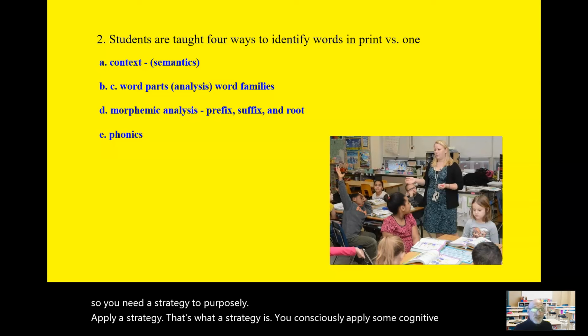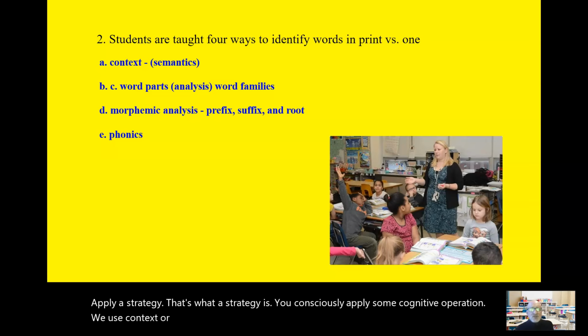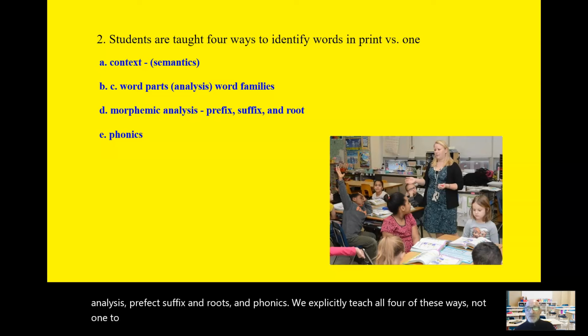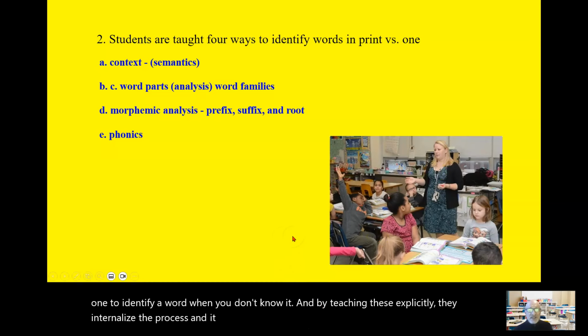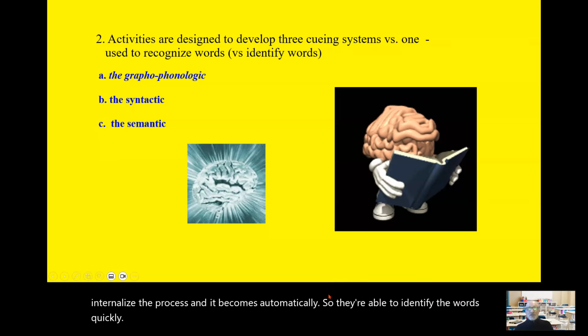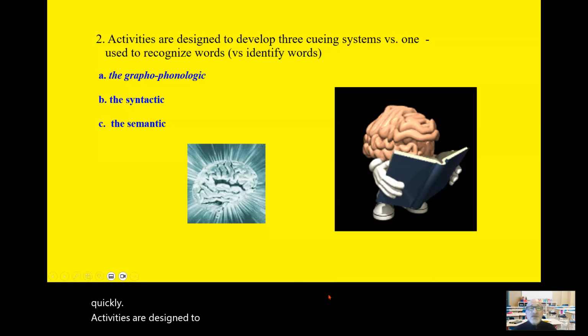We use context or semantics, word parts or word families, which is morphemic analysis, prefix, suffix, and roots, and phonics. We explicitly teach all 4 of these ways, not 1, to identify a word when you don't know it. And by teaching these explicitly, they internalize the process and it becomes automatic, so they're able to identify the words quickly. Activities are designed to develop 3 cueing systems instead of 1 to recognize words.